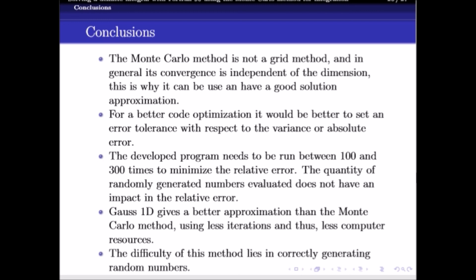Gauss in one dimension gives a better approximation than the Monte Carlo method, using fewer iterations and thus fewer computer resources.